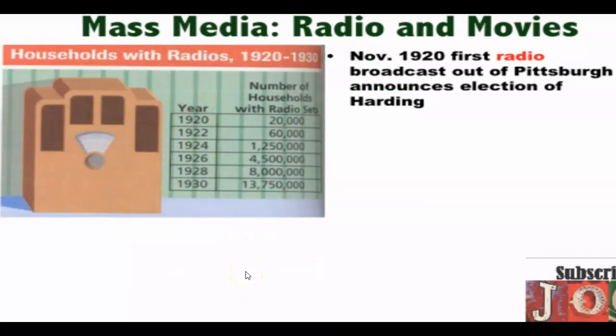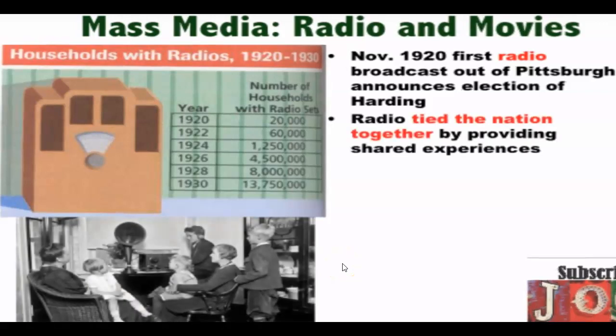Okay. Speaking of mass media, I already mentioned radio. Here you can see that during the 20s, how many households actually had a radio and what happened really between 1924 and 1930. It was staggering. The first radio broadcast came out of Pittsburgh, and it was actually the presidential election when Warren Harding was elected.